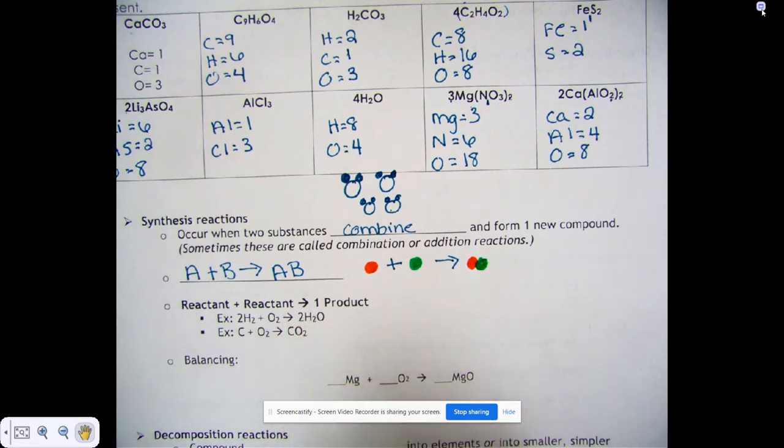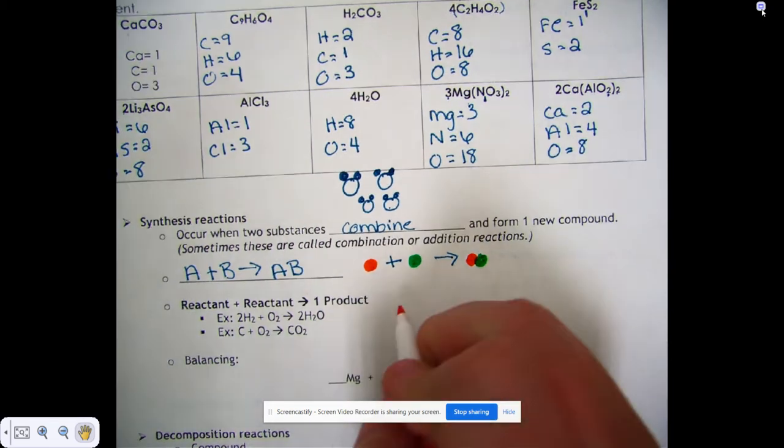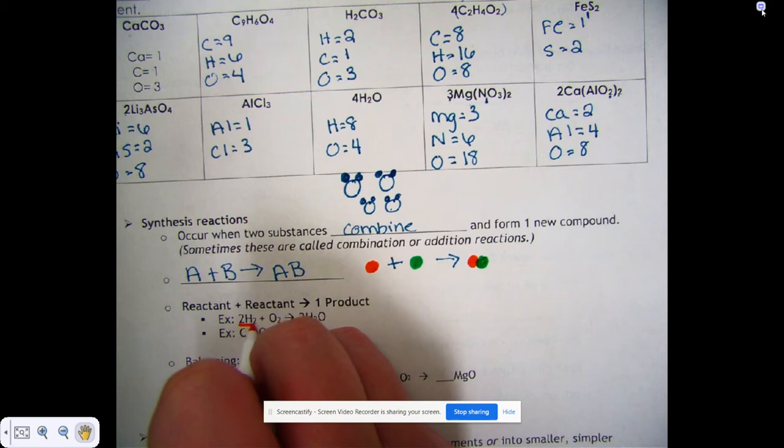And so there are a couple of examples down here. I'm going to draw one for you. All right, we're going to look at the first one. It says 2H2. And so if I were to draw H2, I'm going to underline this in the color that I'm drawing in.